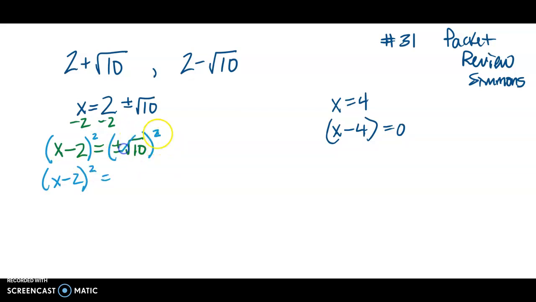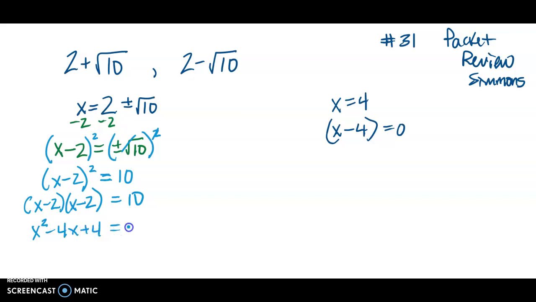Now, be careful here. Our brains are not so fresh right now at the beginning of the year, so write this out and FOIL appropriately. Otherwise, you'll forget your middle term. So this is x squared minus 4x plus 4 equals 10, but we're still trying to get to that equals 0. So it's going to be x squared minus 4x minus 6 equals 0.